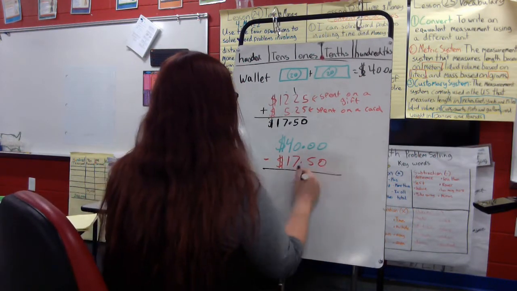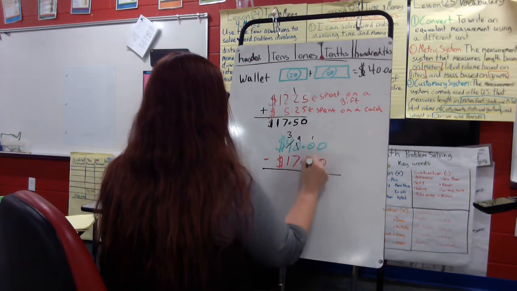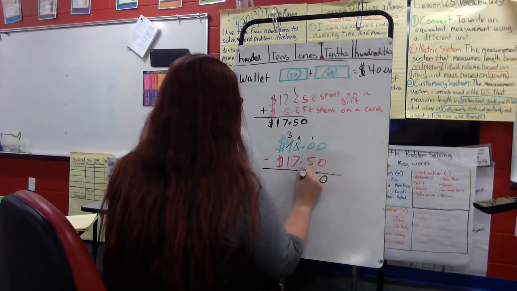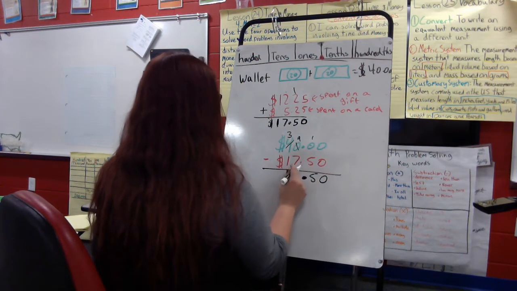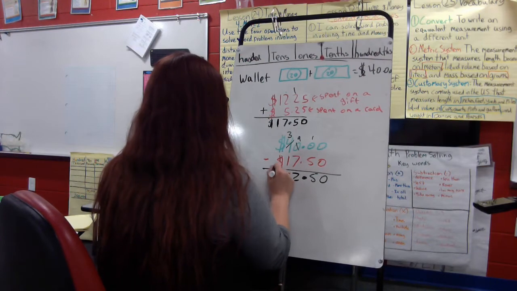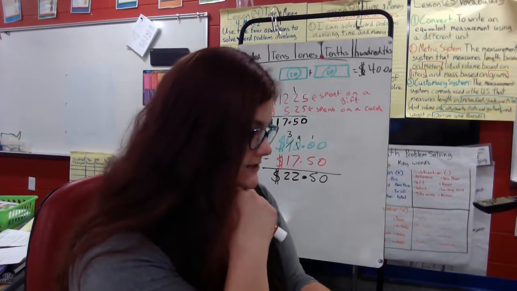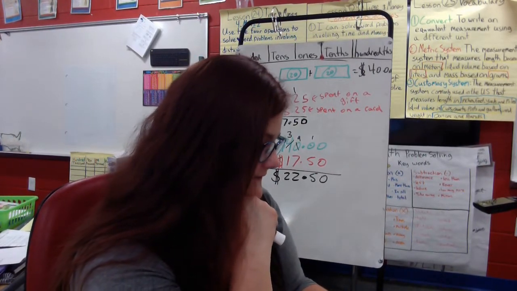We'll go through. Still need to borrow. All right. Bring that decimal point down. 9 minus 7 is 2. There we go. That's the right answer, Miss Hotchkiss. So your correct answer would have been C, $22.50.